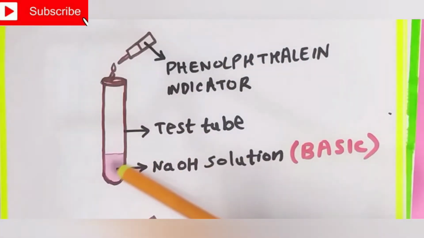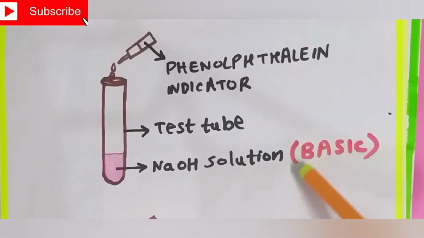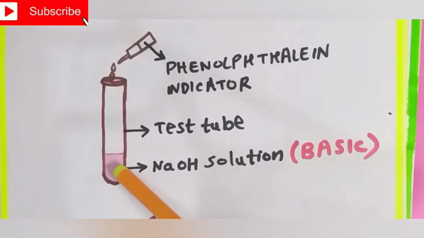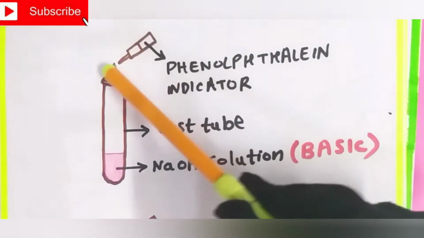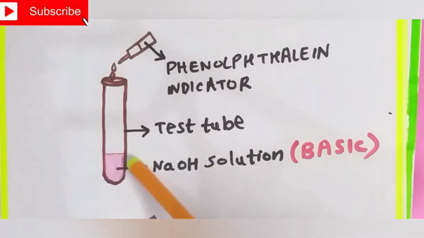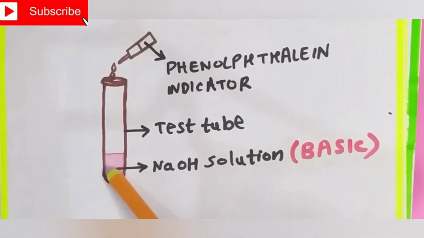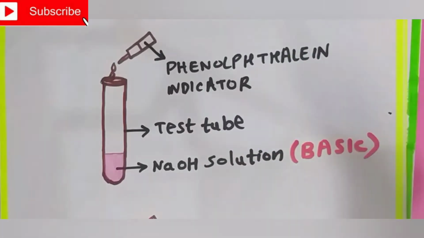We are taking a test tube. In that test tube we are pouring sodium hydroxide solution, which is a base. We know that actually sodium hydroxide solution is not pink in color. And when we put 2 to 3 drops of phenolphthalein indicator in this sodium hydroxide solution, that solution will turn to pink color. So we observe that NaOH solution is becoming pink when we put this phenolphthalein indicator. That is the first step we are doing.